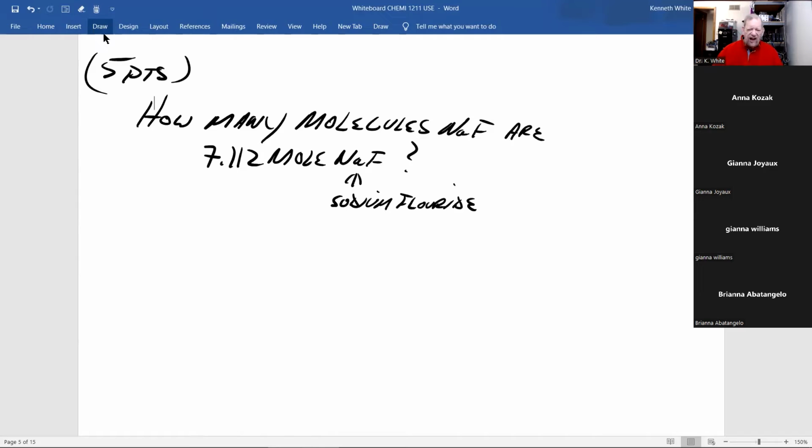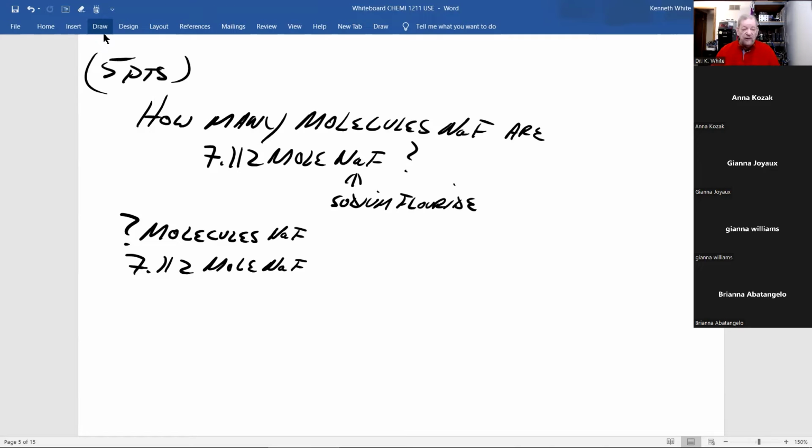All right. Question is, how many molecules of NaF, sodium fluoride, are in 7.112 moles of sodium fluoride? By the way, sodium fluoride is put into your toothpaste. It's also put into our water to help promote healthy teeth and gums, and it does. So what are we being asked to find? How many molecules of sodium fluoride are there? What are we given? We're given how many moles of sodium fluoride. So how do we proceed?